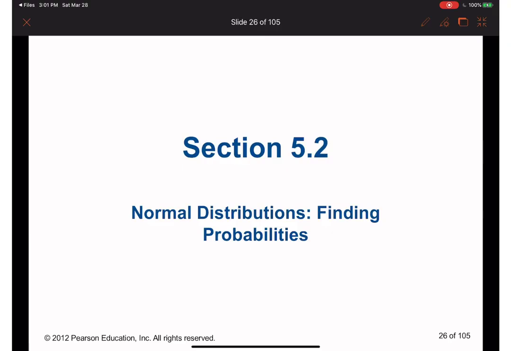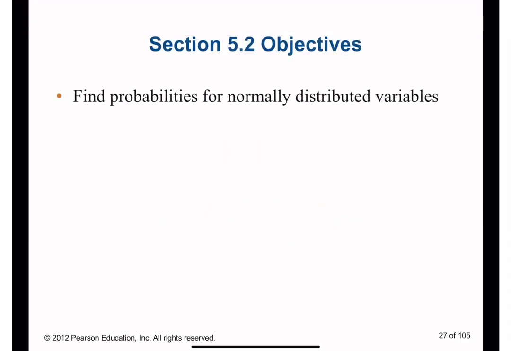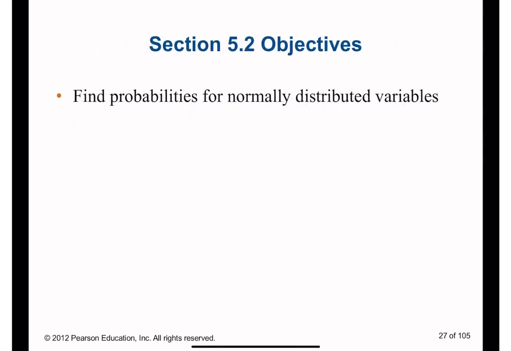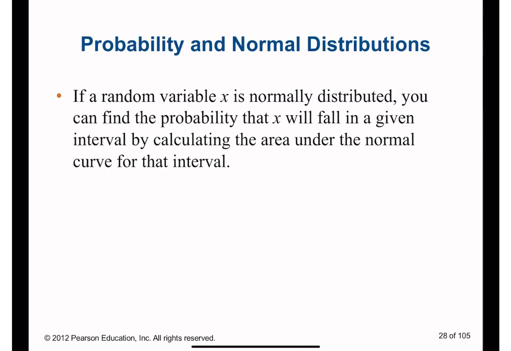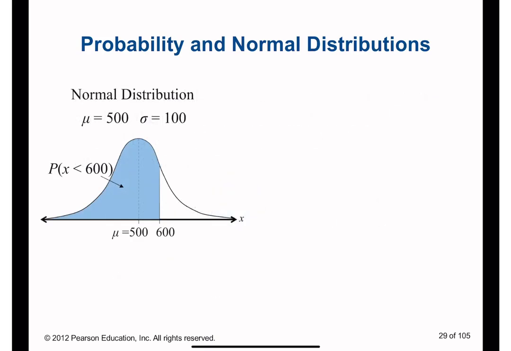We are going to continue section 5.2, finding probabilities, because that's exactly what we were doing, working with tables. So we are going to learn how to work with the normal distribution, and based on probability, find the z-score.